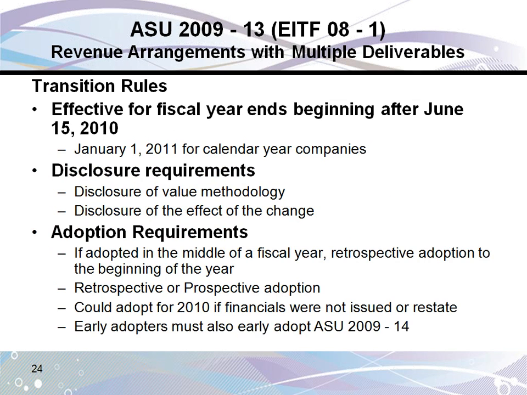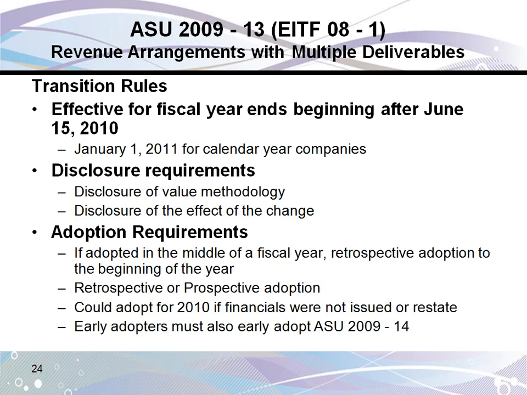The transition rules, as we said: this is effective for calendar year companies starting January 1st, 2011. So if you're a calendar year company, you will be using this for your year-end financial statements if you're not already using it for your monthly and quarterly financial statements.